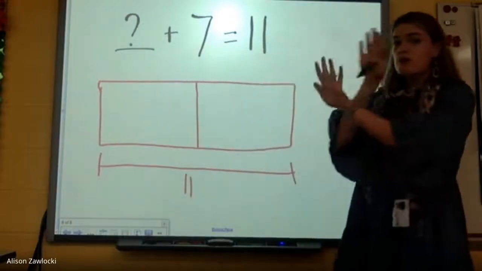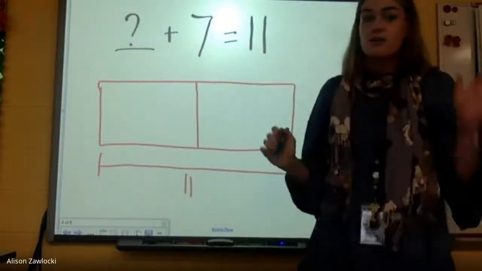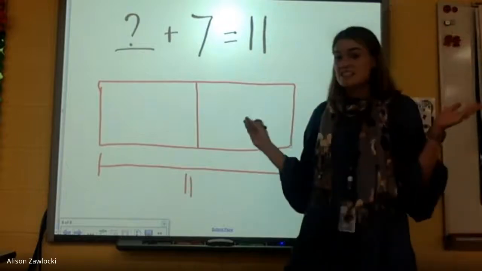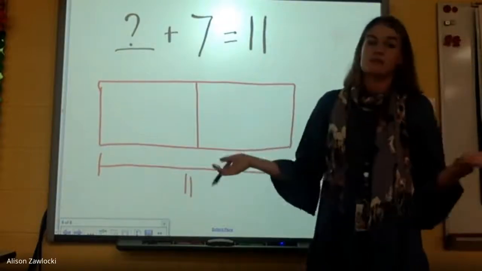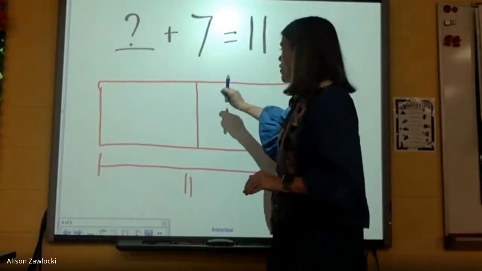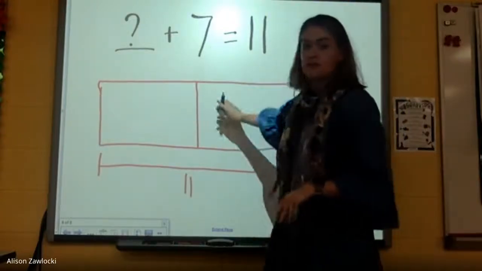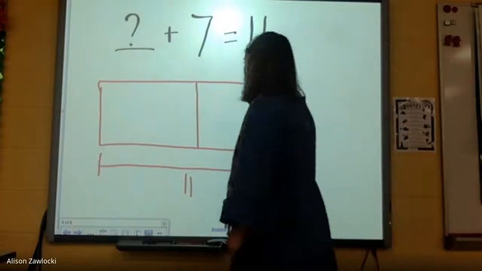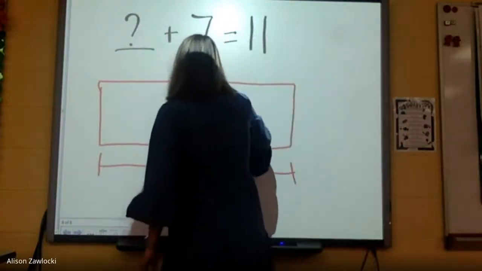Remember, if you add the addends in any order, you get the same answer. So it's the same thing as 7 plus blank equals 11. That is the same exact problem. I'm going to write it over here just because we have our 7 over here, but we can switch it up in the future. Okay, so let's start by drawing counters.